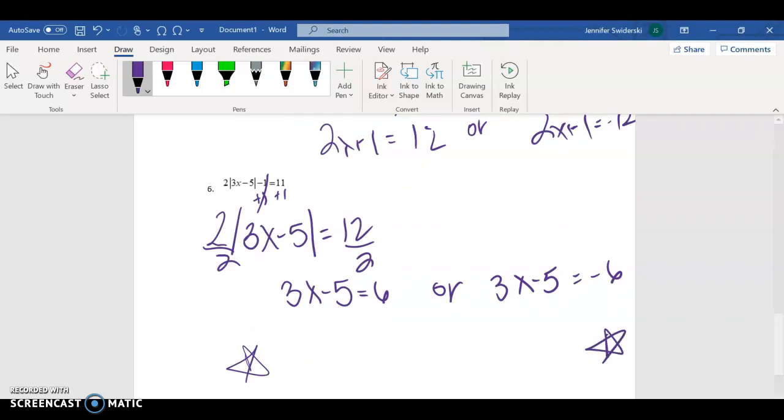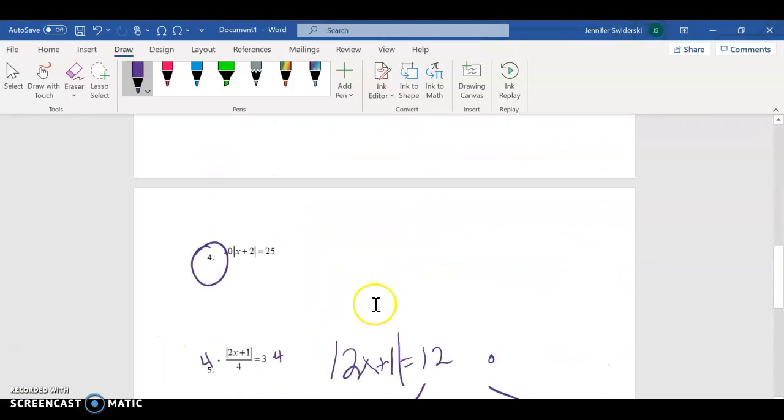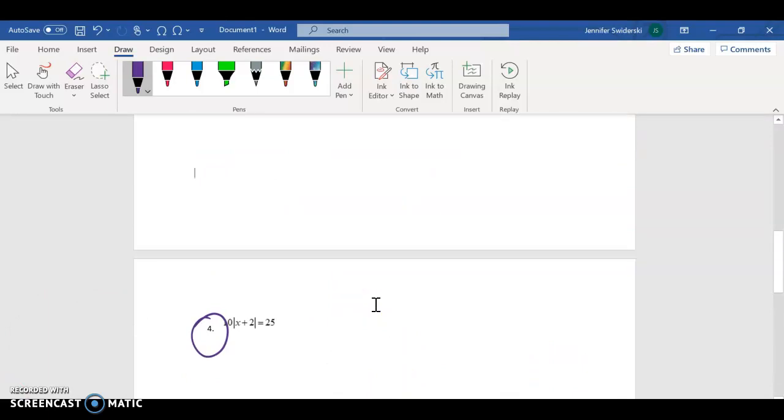All right, so number 6 you're finishing, number 5 you're finishing, and number 4 you're doing on your own. We'll continue working on these. Let me know if you have any questions. Good job.